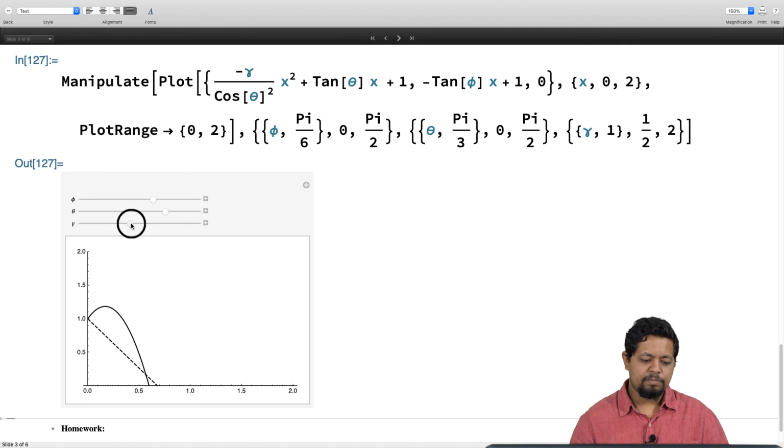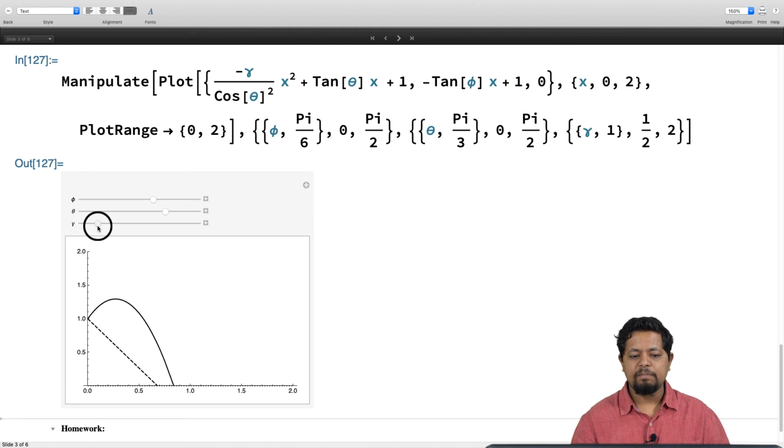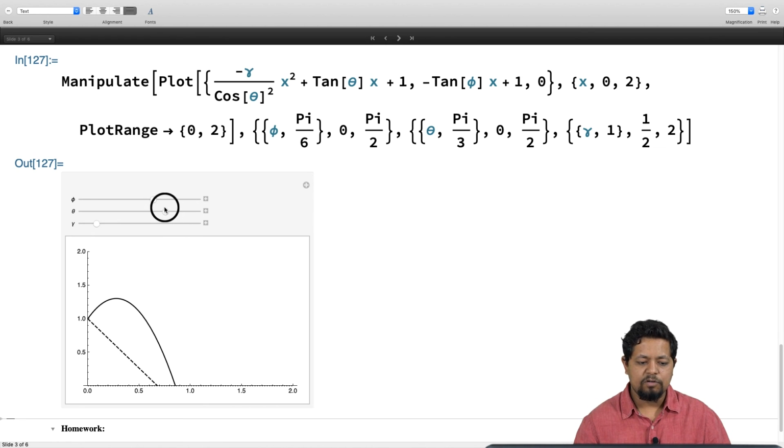Similarly, gamma affects the speed of the ball and changes the trajectory. So if gamma is very small, then also you'll end up having a solution, and the ball will end up going very far away. So this simple example shows how the interplay of various parameters in the problem can affect the solution.